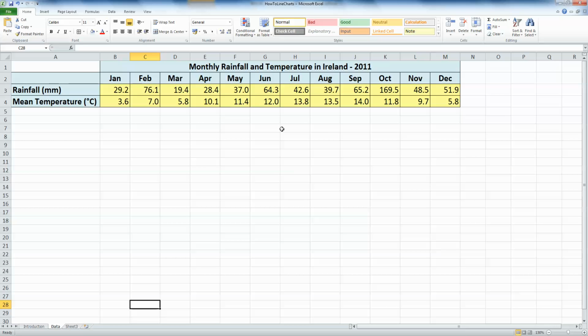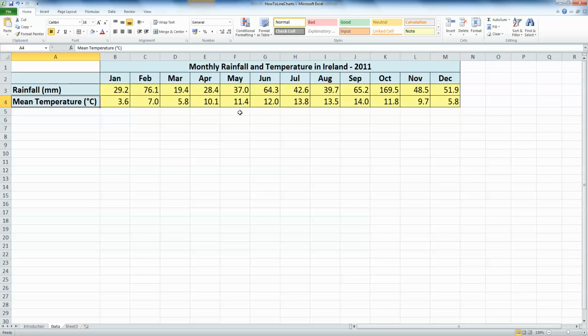Now the good news is it is relatively straightforward to do, but the most important thing to consider is to get your data ready first. So I've got my months named across here, January to December. My first series of data, rainfall, which is in row 3. These are millimeters of rain that fall during each month. And I also, in my row number 4, have the mean temperature in degrees Celsius for each month of the year. The year is 2011, and these data represent monthly rainfall and temperature figures in Ireland, where I live, and can be freely downloaded and are available on the Irish Meteorological Services website, met.ie.